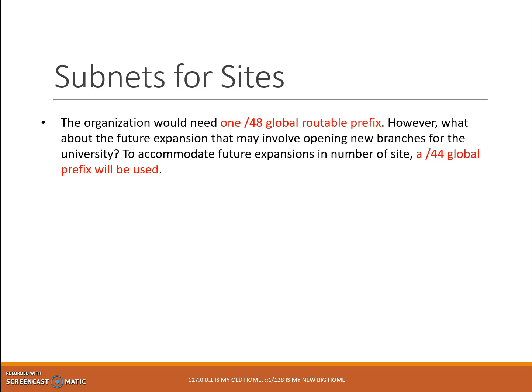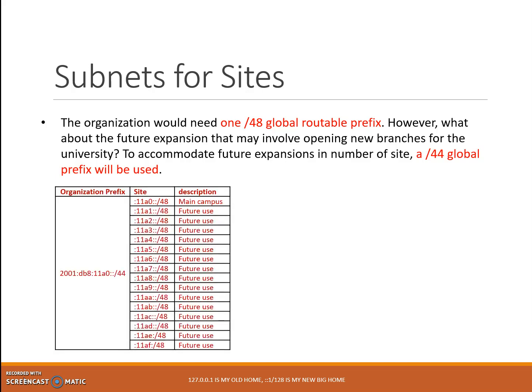Thus, one nibble, 4 bits, or 16 items will be used for the sites portion in the plan, and this will be taken from the global routable part. This table shows the global routable prefix and the site portion of the plan.